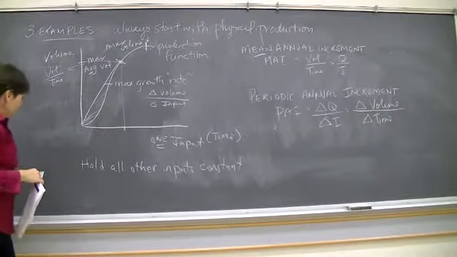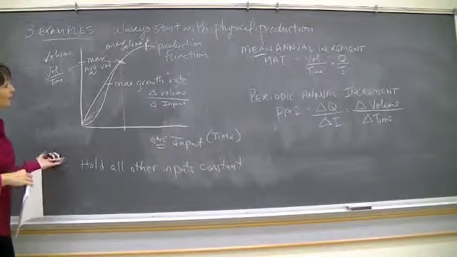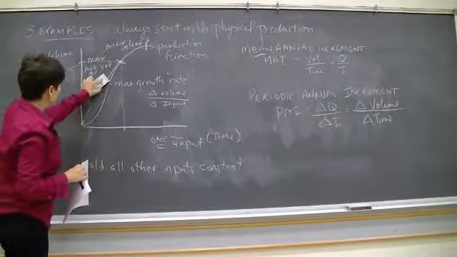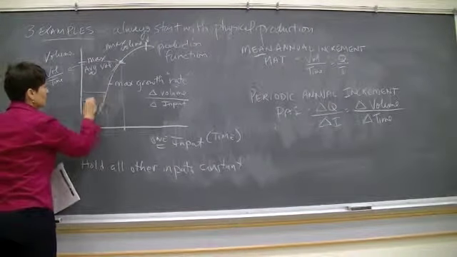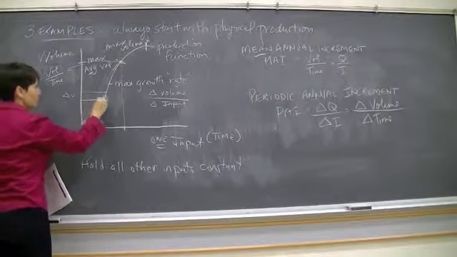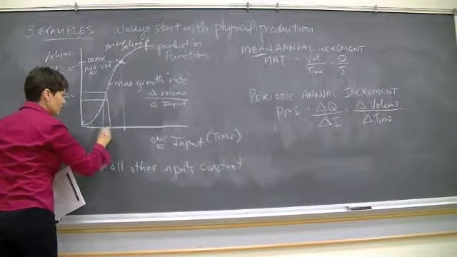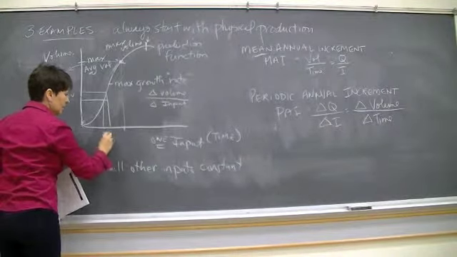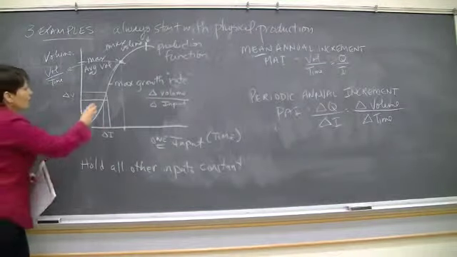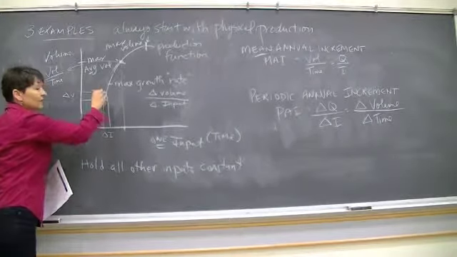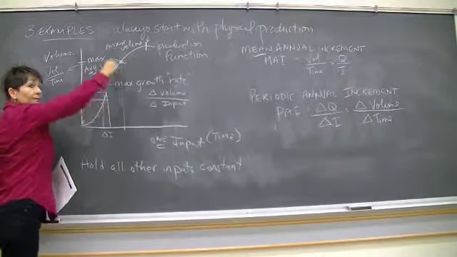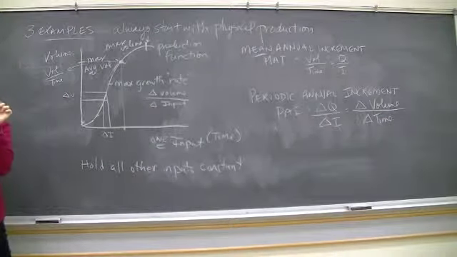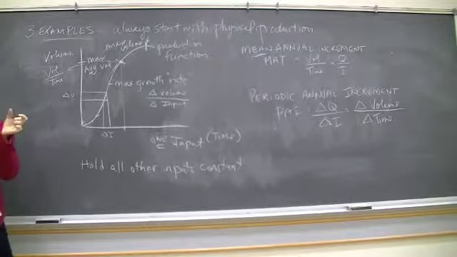A measure of the periodic annual increment would be like taking a small point, here's the change in volume, and here's the change in input. So really what I'm doing is taking the slope of a line just tangent to the point all the way along the graph. Okay? So I'm just looking at what changes from year to year. Am I getting more growth or less?